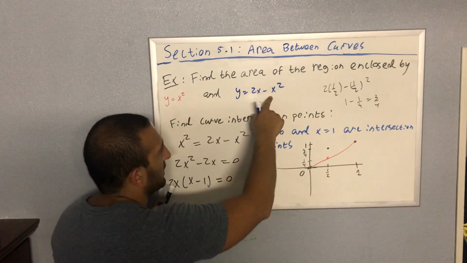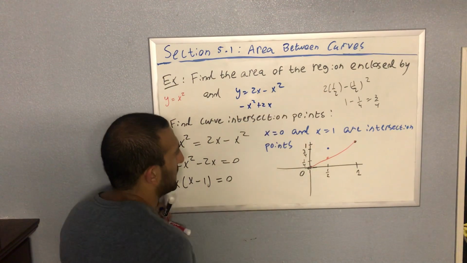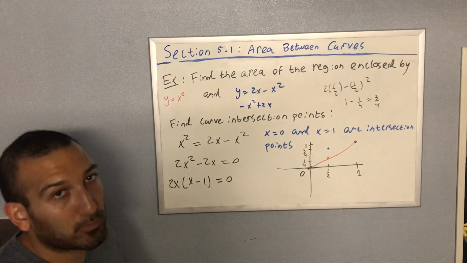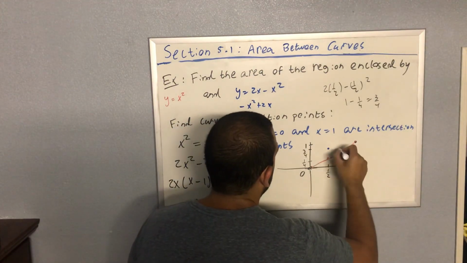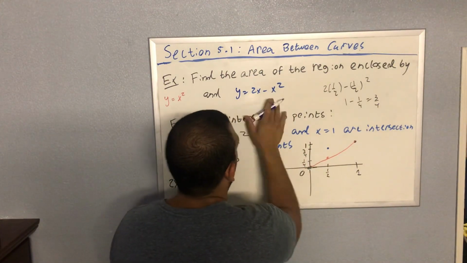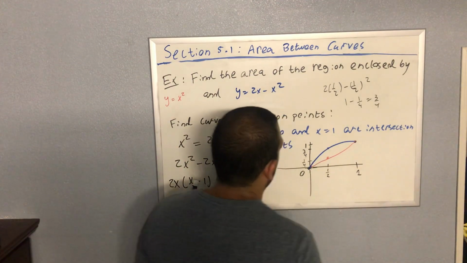And also, because you can rewrite this as negative x squared plus 2x, right? So this is a parabola that opens downward as opposed to upward. See? This parabola opens up, this parabola opens downward. And because we know it opens downward and it's larger than the other one, it has to look something like this.